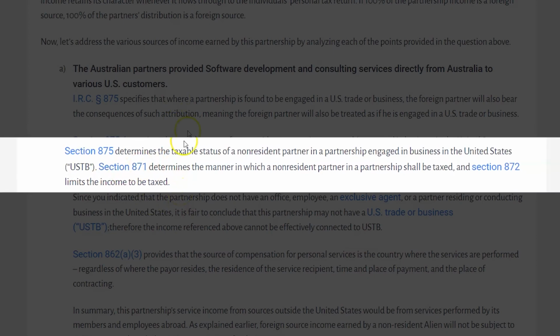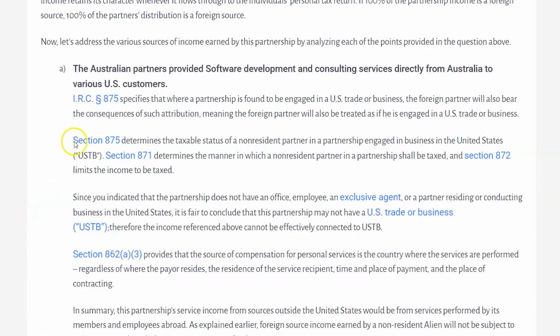Section 875 determines the taxable status of non-resident partners in a partnership engaged in US trade or business. And then Section 871 determines the manner in which a non-resident partner in a partnership shall be taxed. And then Section 872 limits the income to be taxed. So if you have time, you can review all of these code sections.